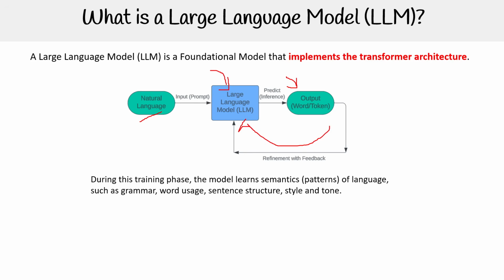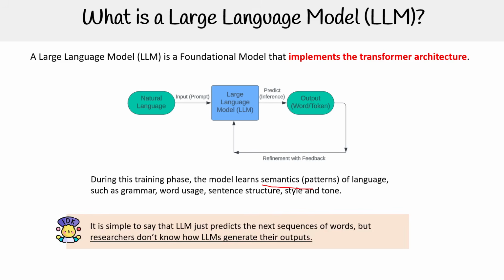So during the training phase, the model learns semantics or patterns of language, such as grammar, word usage, sentence structure, style, and tone. That's what makes it so good at interpreting language and giving things that sound like language understanding, because it has that ability to understand the semantics of language.